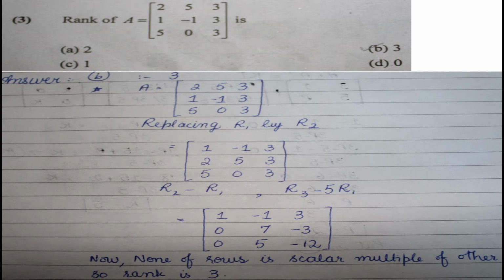First of all, we're going to replace R1 by R2. Then we're going to do R2 minus R1 and R3 minus 5R1. Now, none of the rows is a scalar multiple of the other, so rank, now we're going to calculate it, which is going to be 3. So option B is going to be the right answer.